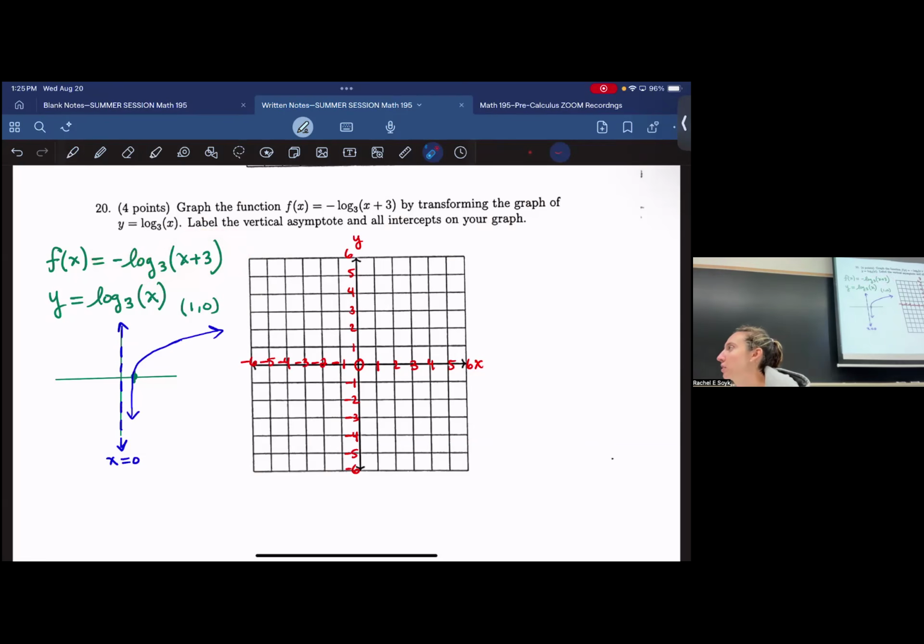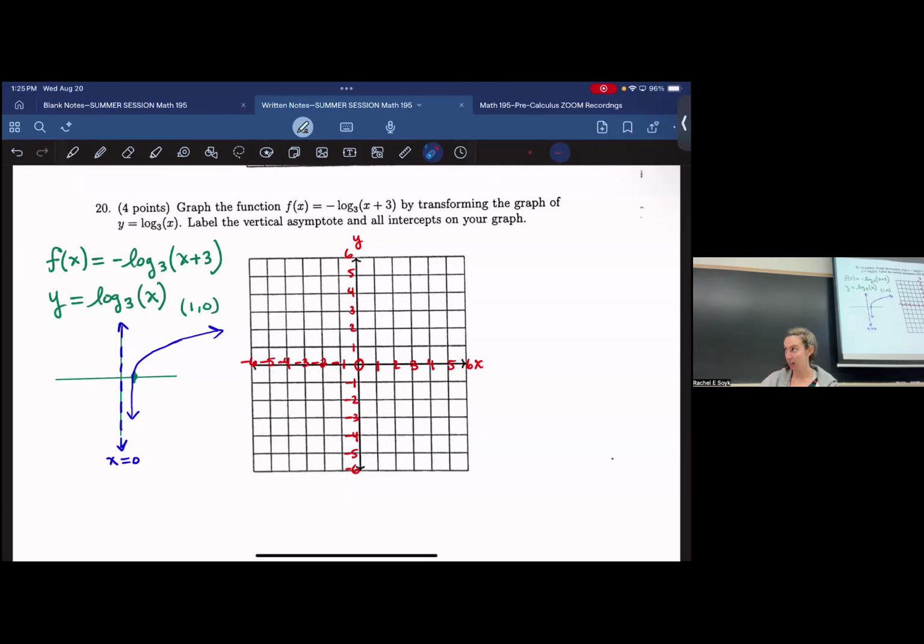What's your question? Since the exponential graphs always have the intercept of 0, 1, are the logarithmic graphs always going to have the x-intercept of 1, 0? It's going to have an x-intercept of 1, 0 if you're looking at the parent functions. But once transformations take place, like if you have a vertical shift or a horizontal shift, then the x-intercept will change.